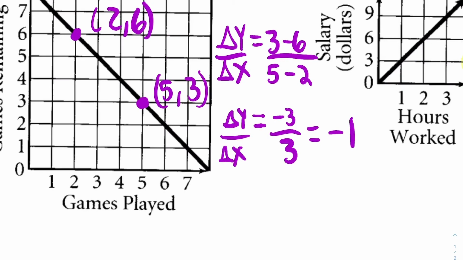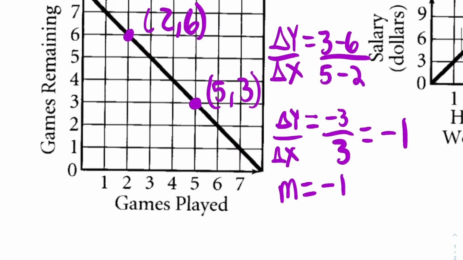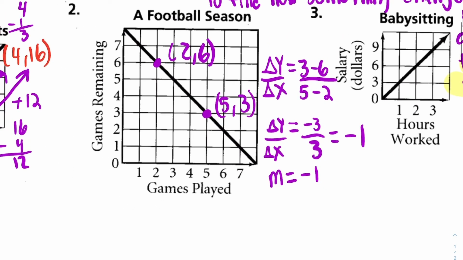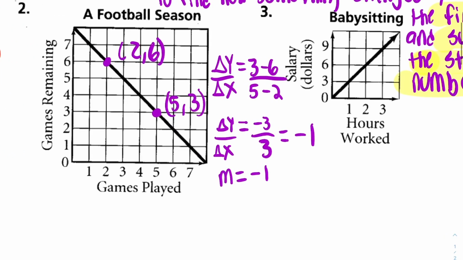We just found the rate of change is negative 1, and now we just need to describe that with the units. The y's were the games remaining, and the x is the games played. So what this means is the number of games remaining is going down by 1 every time you play a game.